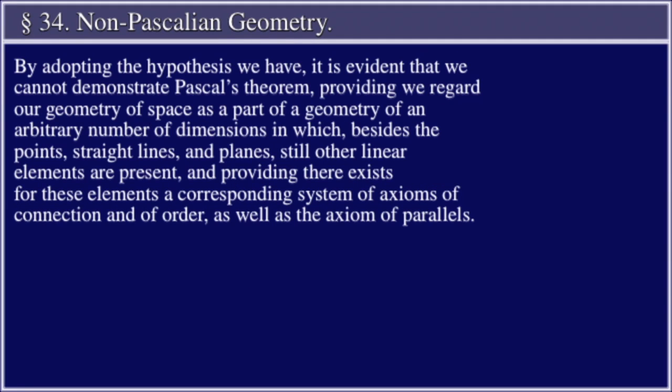By adopting the hypothesis we have, it is evident that we cannot demonstrate Pascal's theorem, for we regard our geometry of space as part of a geometry of an arbitrary number of dimensions in which, besides the points, straight lines, and planes, still other linear elements are present, and providing there exists for these elements a corresponding system of axioms of connection and of order, as well as the axiom of parallels.